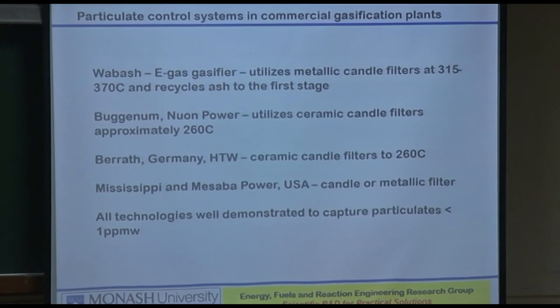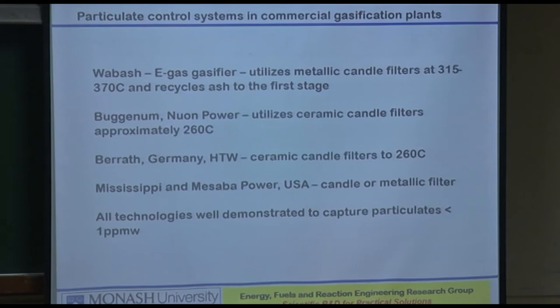But the one good thing is, even though everyone stays very conservatively low as far as the operating temperature is concerned, these filters can reduce the particulate loading to below 1 part per million by weight. So that's a very, very low number, significantly low. Subsequent to these filters, the gas can be considered clean enough to go for other systems which will be used for cleaning other things, such as sulfur cleaning, nitrogen-based gas cleaning, or chloride cleaning. That's where it will come to close to zero.